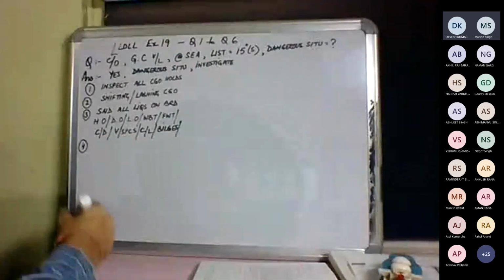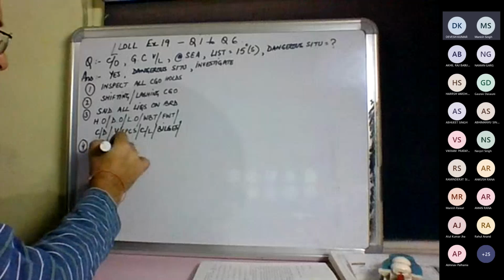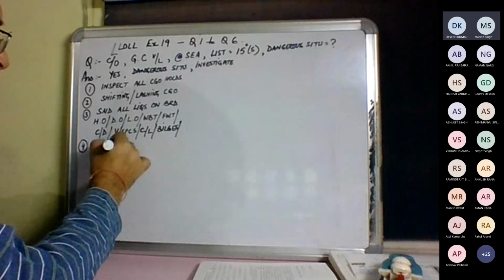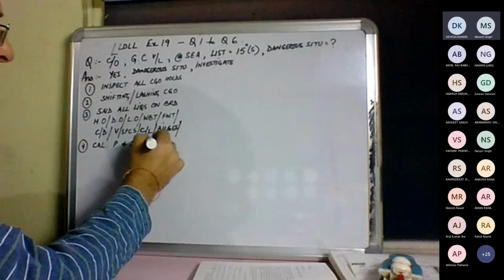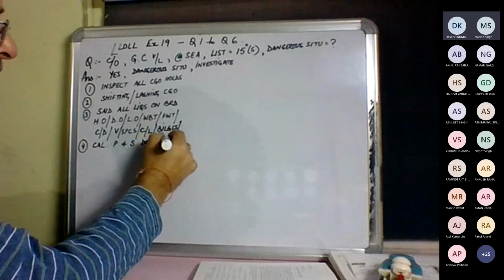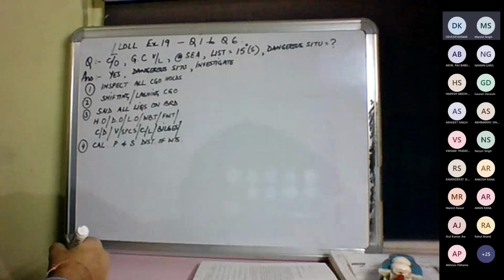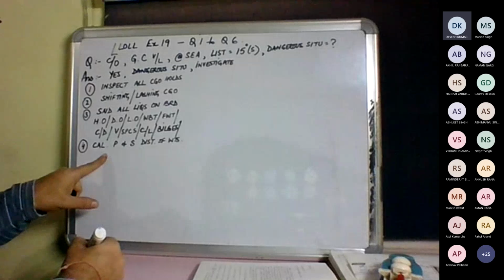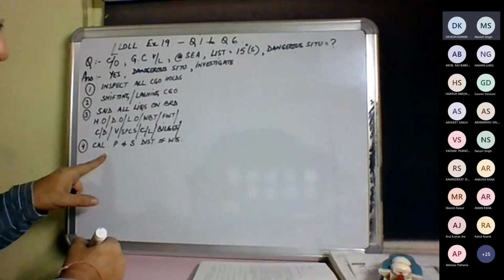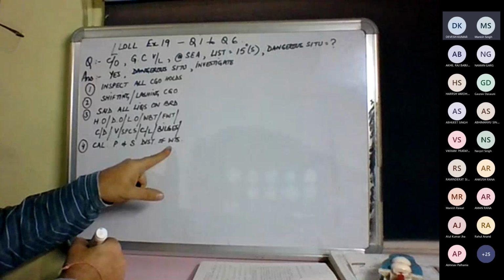Having sounded all this, you will calculate the port and starboard distribution of weights. Right? You will calculate the port and starboard distribution of weights. Why are you doing this? You're basically trying to check whether there is a list, because this will be the first indication of your list when your port and starboard distribution of weights is unequal.